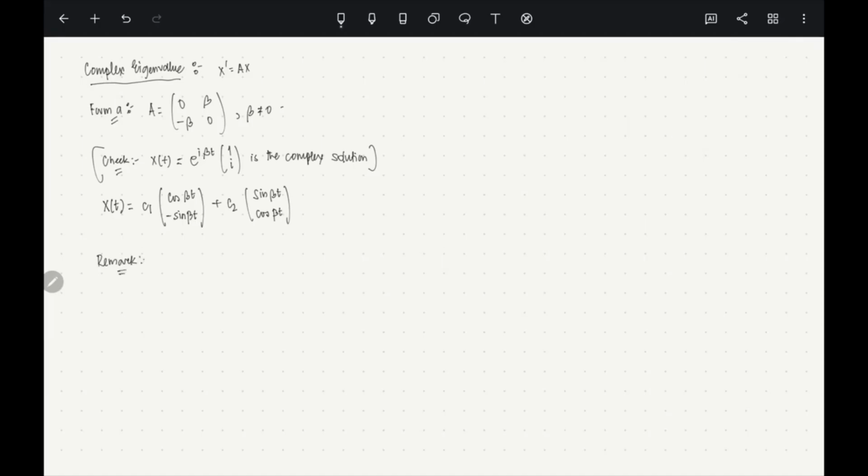Remark. Each of these solutions or trajectories, whatever you want to call it, is a periodic function, right? Why periodic? Because it basically is sines and cosines. So it's periodic. And what is the period? It is 2 pi by beta. So it is periodic with period 2 pi by beta. Is it okay?